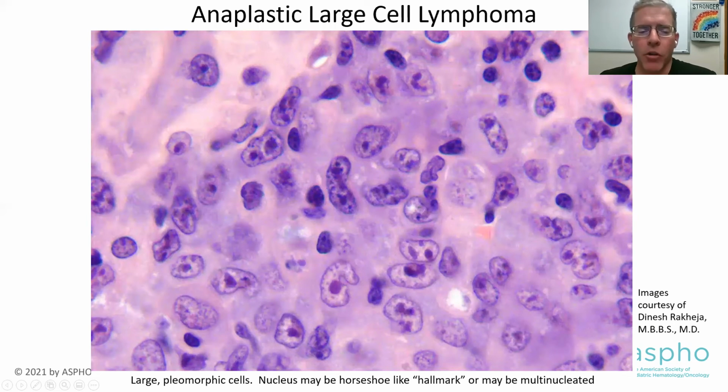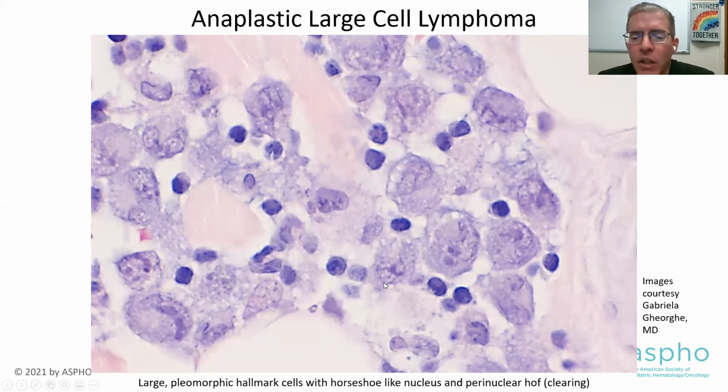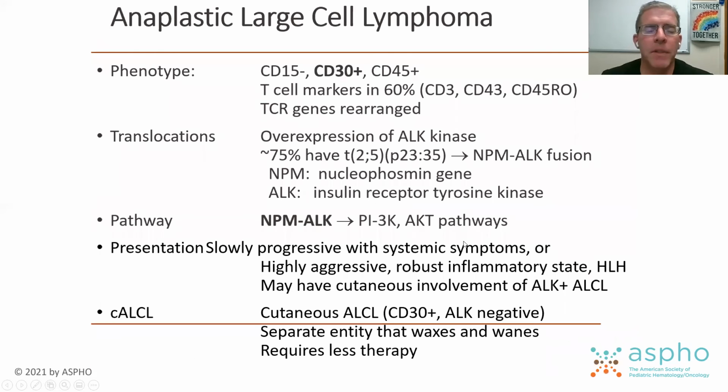This is anaplastic large cell lymphoma. Here we see large pleomorphic cells. The nucleus can be horseshoe-like, and this is the hallmark cell, which can occasionally be multinucleated. You will also sometimes hear them say with a paranuclear hof. So this is the paranuclear clearing that you see here. That's another component that you'll see with anaplastic large cell.